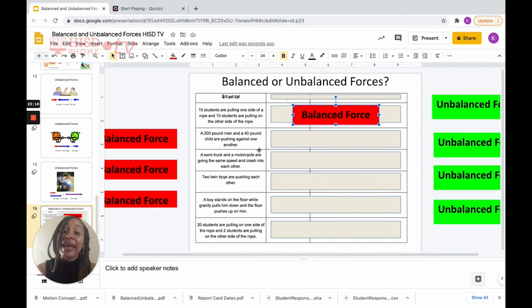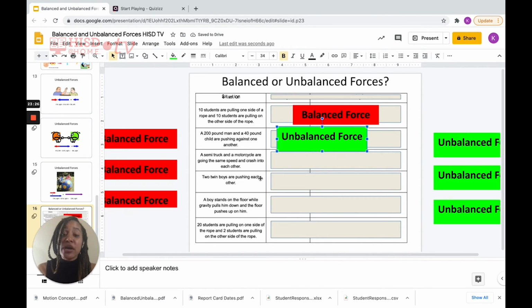A 200-pound man and a 40-pound child are pushing against one another. So think to yourself, would a 200-pound man and a 40-pound child exert the same amount of force on each other? Yes or no? No, they would not exert the same amount of force. Who do you think would exert more force, the 200-pound man or the 40-pound child? Most likely the 200-pound man would exert more force. So if one object is exerting more force than the other, is this representing balanced or unbalanced forces? Yes, this is representing unbalanced forces. 200 and 40, those two numbers are not equal.